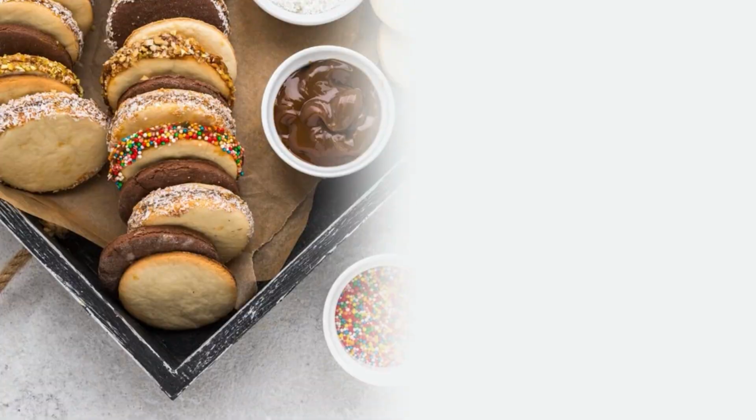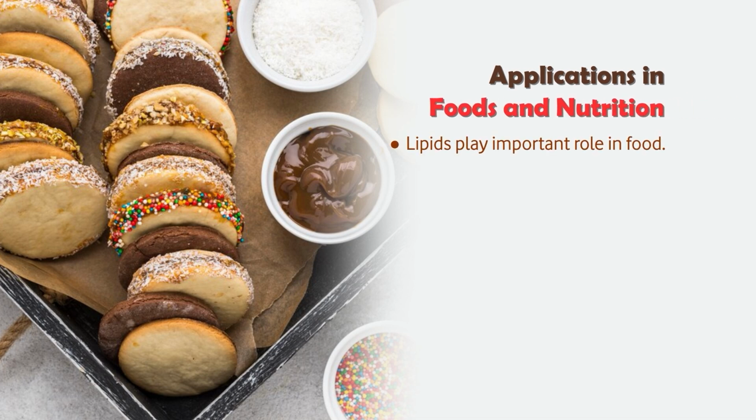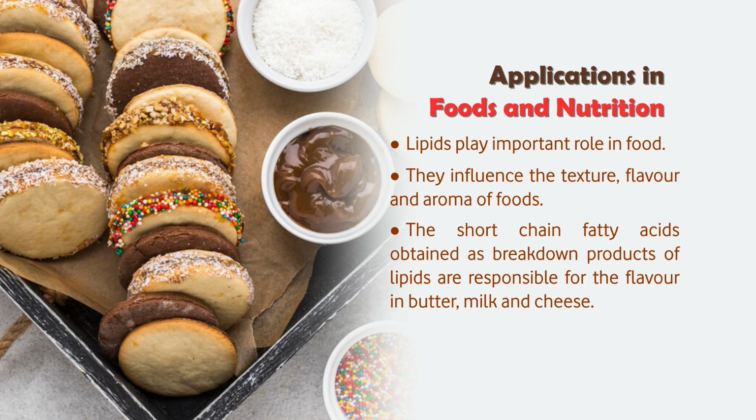Most margarines, vegetable shortenings, partially hydrogenated vegetable oils, deep fried chips, many fast foods, and commercially available baked goods are the sources of trans fatty acid foods. Now, application in foods and nutrition. Lipids play an important role in food. They influence the texture, flavor, and aroma of food. The short-chain fatty acids obtained as breakdown products of lipids are responsible for the flavor in buttermilk and cheese.